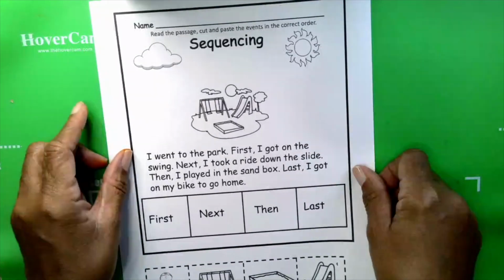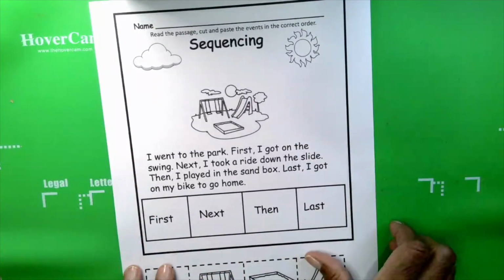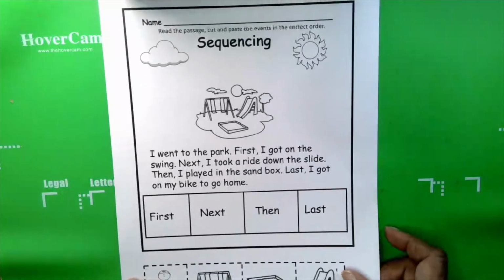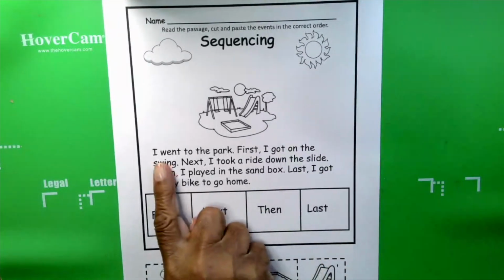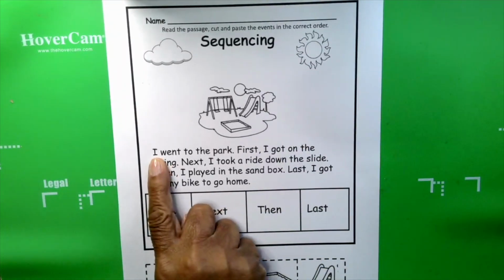Okay, let's start with the story. First, I'm going to read the story. I want you to listen. You can put your finger under the word I. Move your finger along as you follow with me.